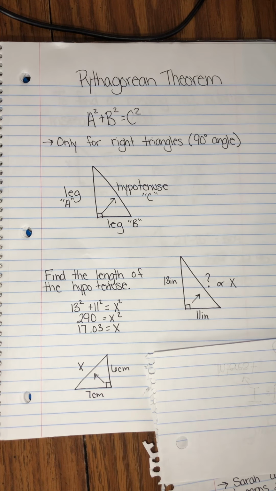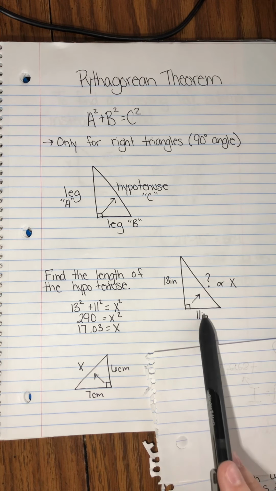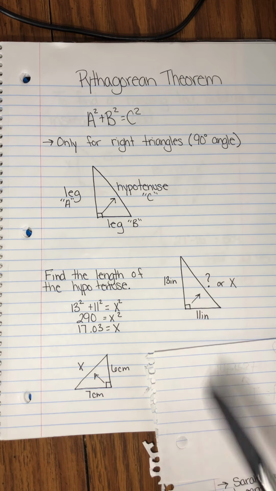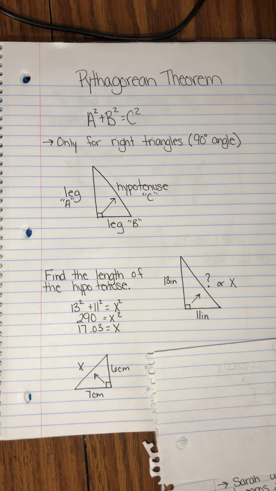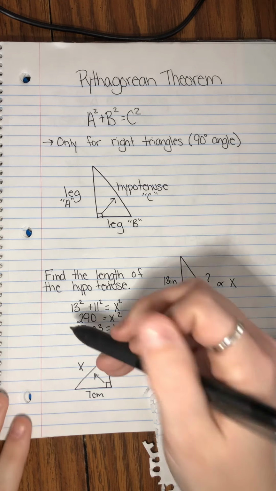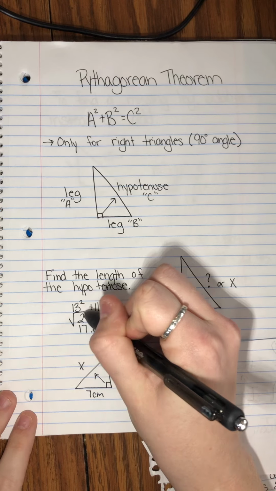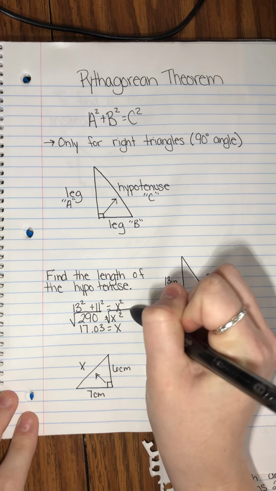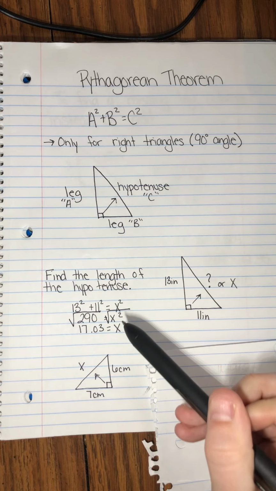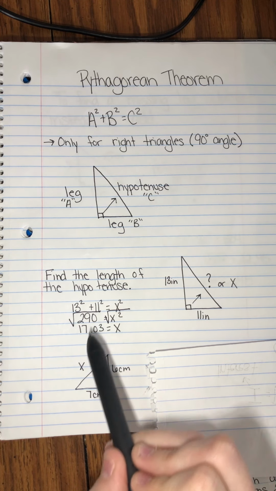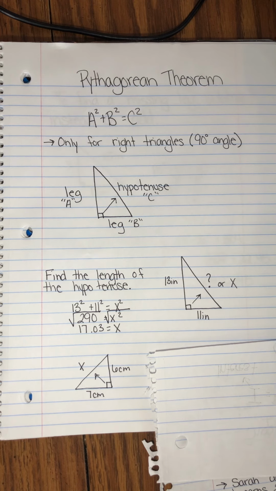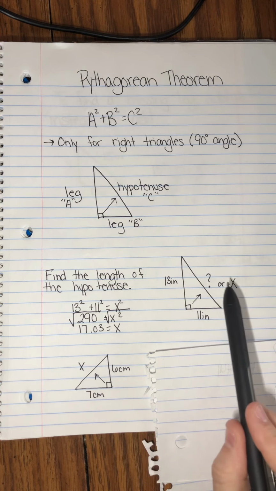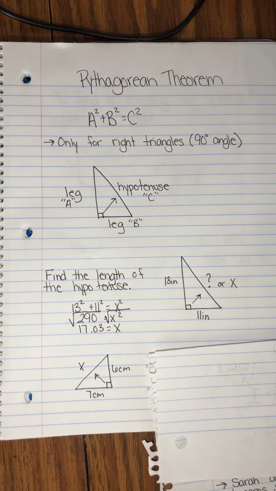Now, that's not your final answer. Common sense says that if this side's 13, this side's 11, this side is not going to be 290. So what you have to do is you have to take the square root. The square root is this symbol right here. Remember, it's that check mark with the line. So if you take the square root of both sides, the square root of x squared is x. The square root of 290 is about 17.03. So we could say that this other side is approximately 17.03 inches.